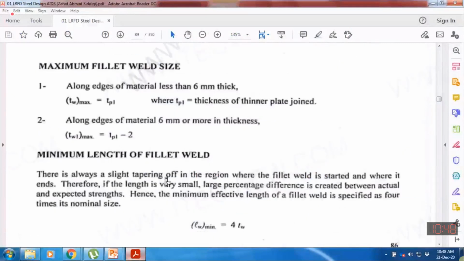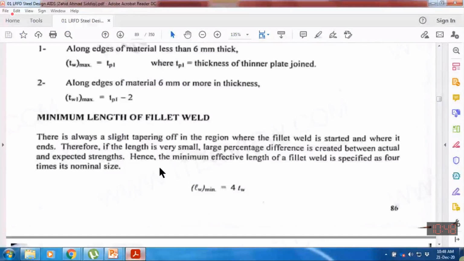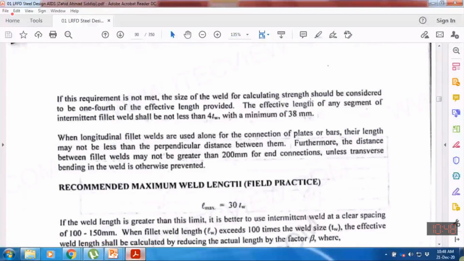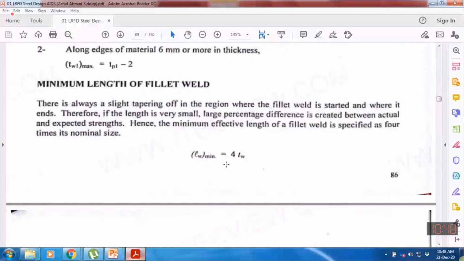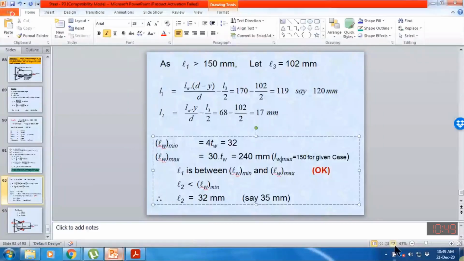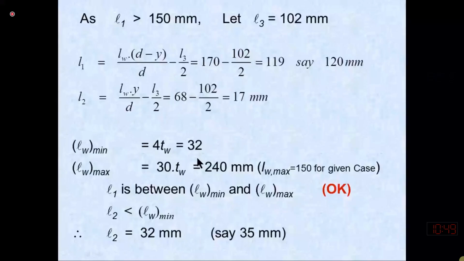So L1 is 120. This 120 is less than 150 and more than LW minimum. So we will use L1 as it is. But the L2 value is 17. So this value is coming out to be less than LW minimum. If the length of the weld is less than the minimum length of the weld, we will provide the weld equal to LW minimum. So we are using the L2 value equal to LW minimum because we cannot provide a length of weld less than LW minimum. So what is the reason?